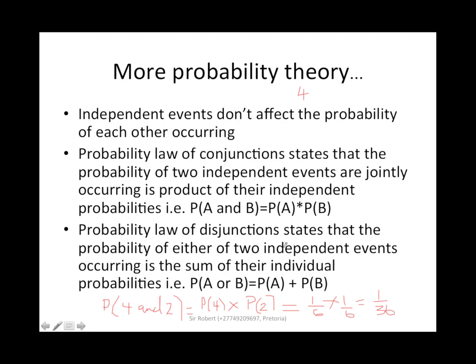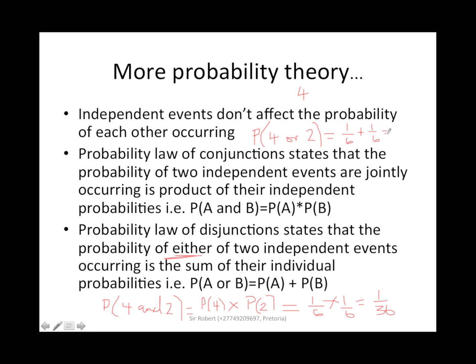The probability law of disjunction states that the probability of either of two independent events occurring is the sum of their probabilities. So now we are saying the probability of getting a 4 or a 2. So it's either or. Instead of multiplying, we now add, because if you get a 4, it's okay. If you get a 2, it's also okay. So we add.